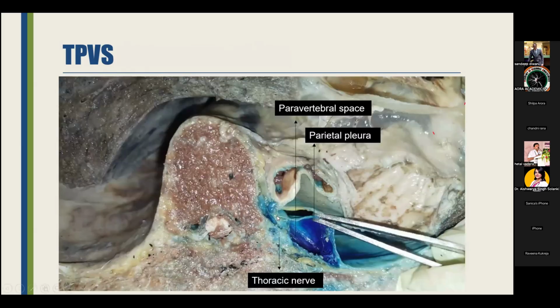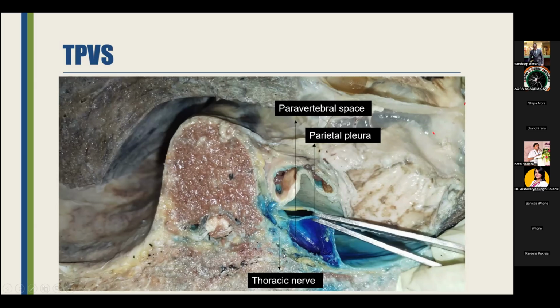Now, when we dissected this and opened up the pleura here, you can see that the dye lies in the paravertebral space. It's very dense here, so it's going to affect the thoracic nerve, which is traveling at this point, and it also affects the sympathetic chain, which would lie at this point.